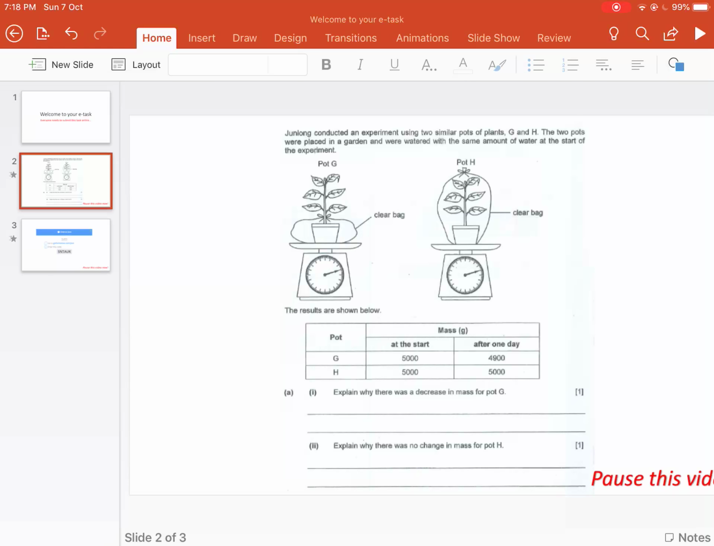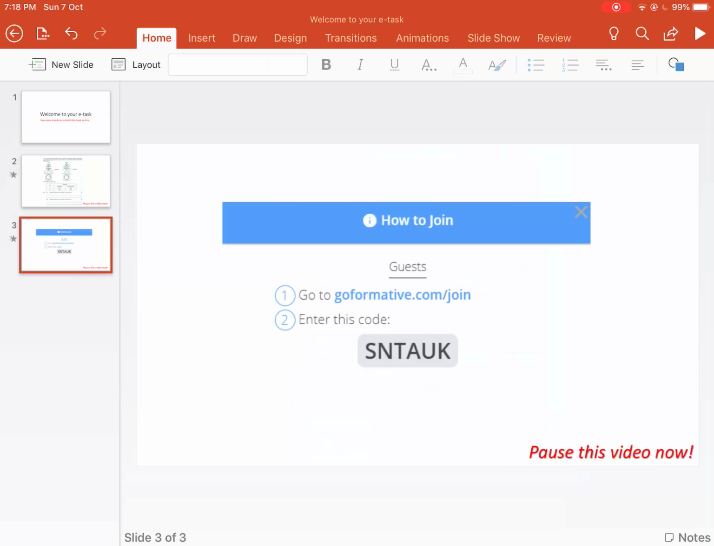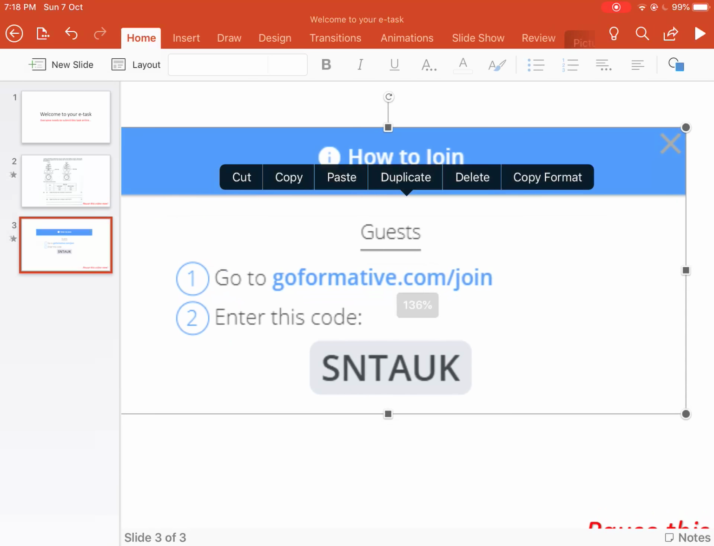Alright, so how are you going to submit your responses? This is the instructions. You will need to go to this website. We have gone to these websites before. goformative.com/join. Enter the code SNTAUK for you to go into our room, and you will type in your two responses. Alright, there's no need for you to visit the website and edit again, because we will be visiting the responses in class when we meet in class.